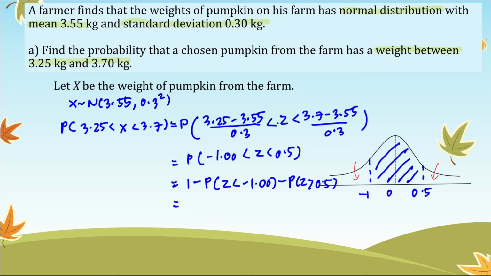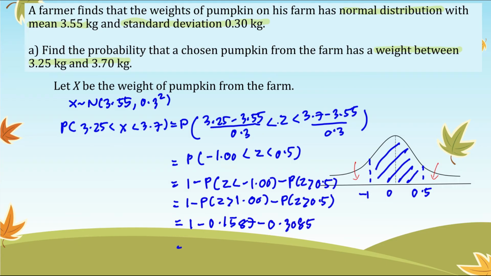For z less than negative 1, the probability we can read from z greater than 1. Okay, give the same value. Refer to table 3. The value is 1 minus 0.1587 minus with 0.3085. And the last answer is 0.5328.